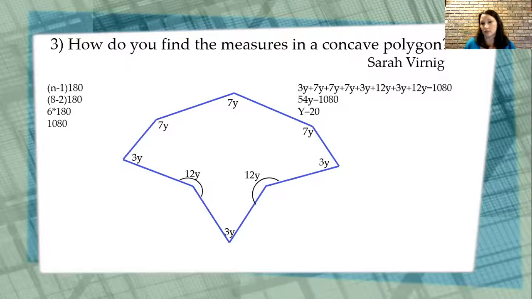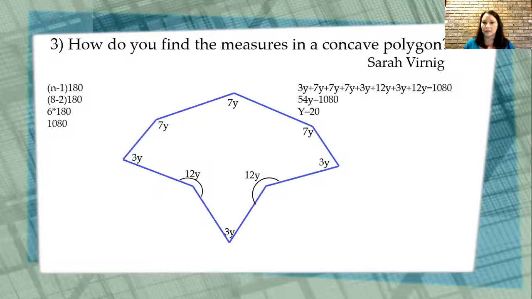Then we just solve for y. So we add up all the y values. We get 54y equals 1,080. Divide both sides by 54, which will give us y equals 20. You're thinking, okay, great, y equals 20. What do I do with that?